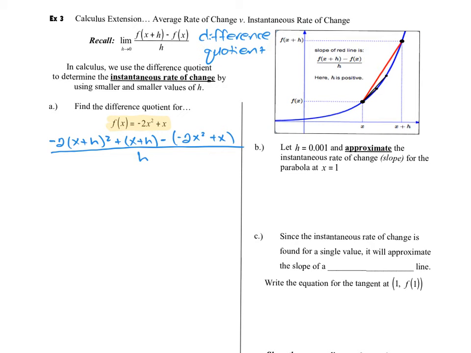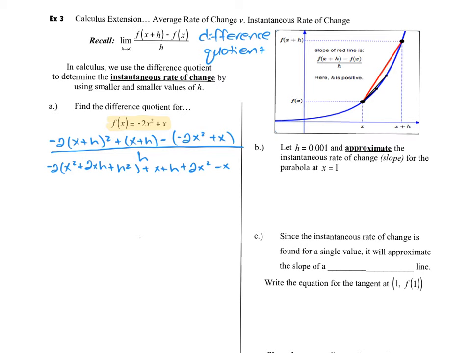As we begin our expansion, we're going to have our -2 times the expansion of x plus h quantity squared. That's going to expand to x squared plus 2xh plus h squared. Then we're going to have our plus x plus h. We don't need that parentheses anymore. We're going to distribute our negative. Distributing that, I'm now going to have a plus 2x squared minus an x.